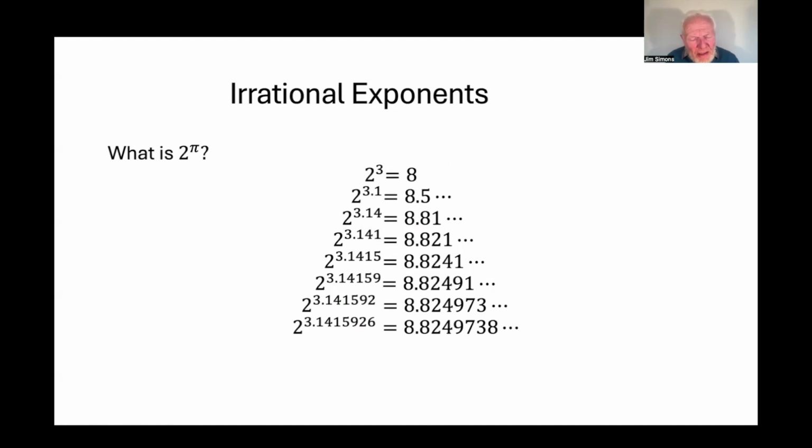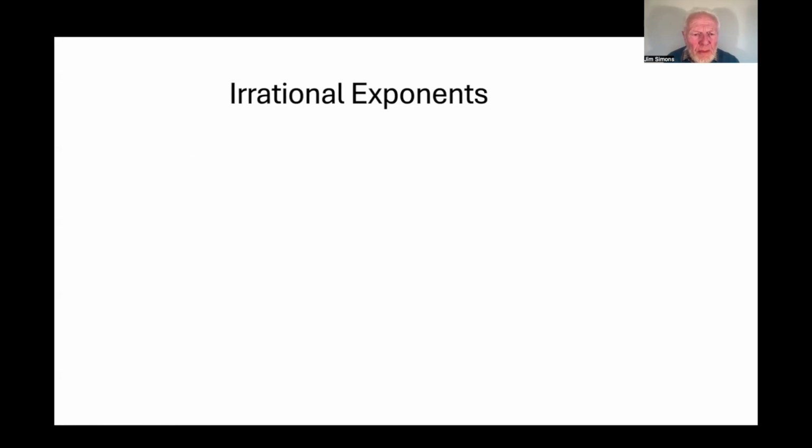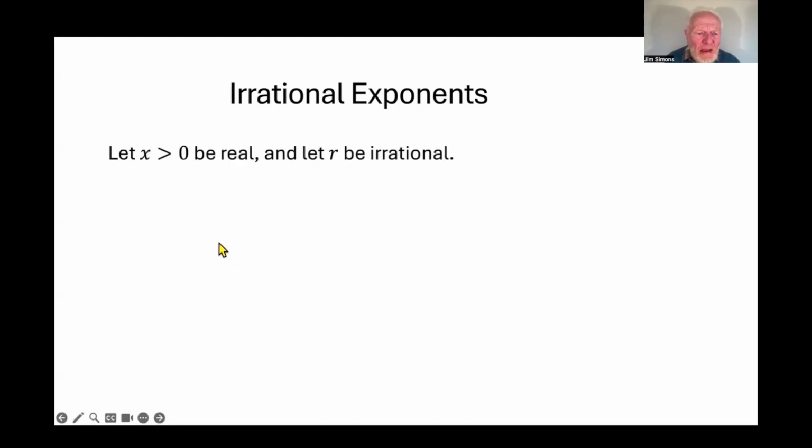And it's a bit odd, isn't it, that this looks like an algebraic operation, but we're going to have to define it by taking limits. Well, I'm afraid we do. That's the way life is. It's rather awkward. Let's do this properly. So suppose we've got a real number x and we've got an irrational r.